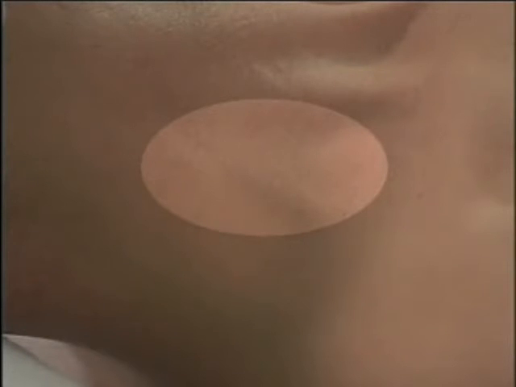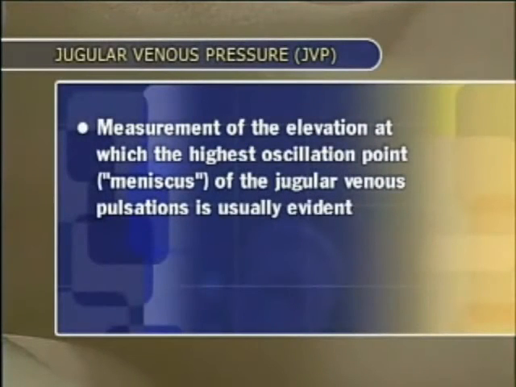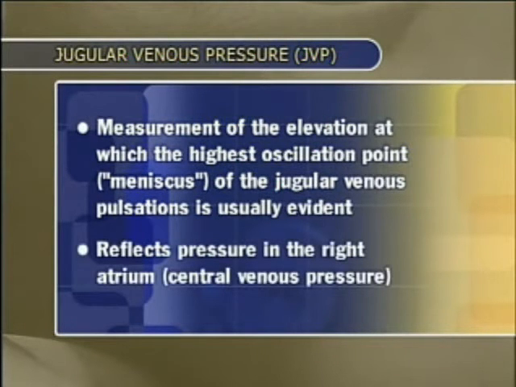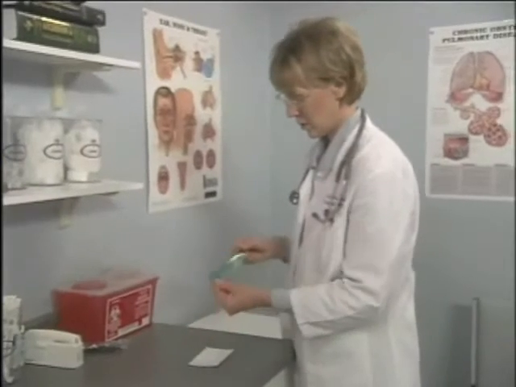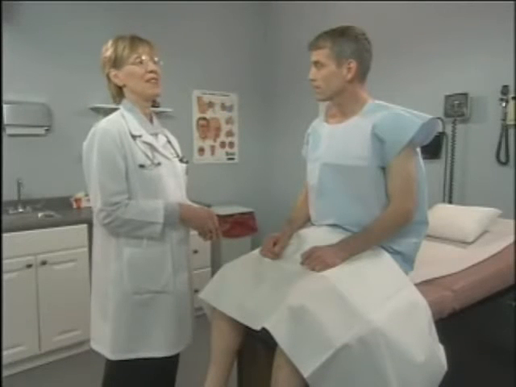Jugular venous pressure, or JVP, is a measurement of the elevation at which the highest oscillation point, or meniscus, of the jugular venous pulsations is usually evident. The measurement reflects pressure in the right atrium, that is, central venous pressure. Estimating the patient's JVP is one of the most important and frequently used skills of physical examination, and often the first step in your cardiovascular assessment. In the beginning, estimating the JVP will seem difficult, but with time, you will find that the JVP provides valuable information about the patient's volume status and cardiac function.